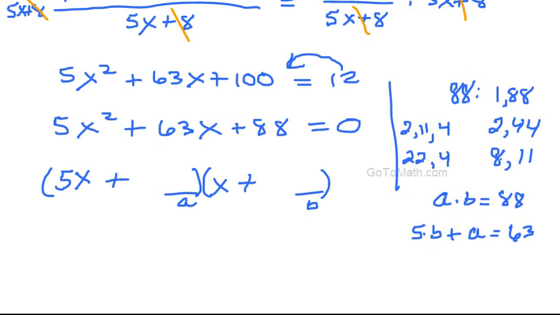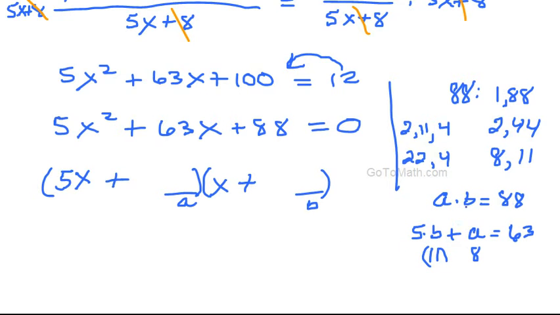If B is 8, that would be 40, and then 11 is 51. That's not going to get us 63. Now, if I were to put the 11 here, that would be 55, and 55 and 8, wait a minute, I think that's it. 55 and 8 is 63. So if this were an 11 and A, there we go. I think I just found it, didn't I? That's 55 plus 8 is 63, and 11 times 8 is 88.